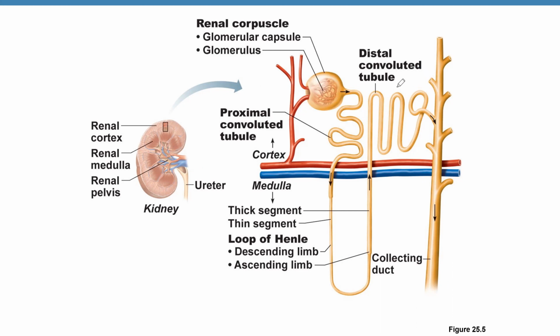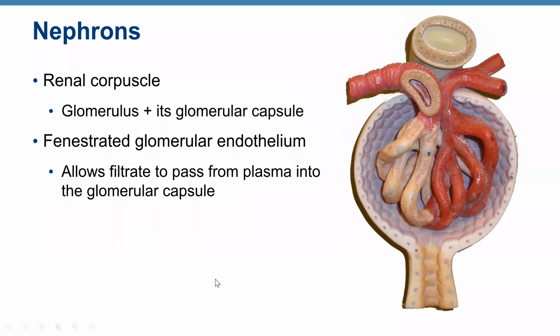Also, what you can see here is that we deliver oxygenated blood to this renal corpuscle, right? And then the blood vessels split into capillaries, and this is where we have filtration of blood. So the nephron is made of renal corpuscle. We already said that it is made of glomerulus and its glomerular capsule.